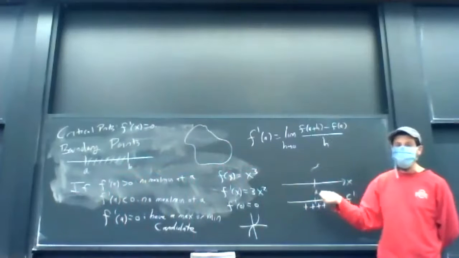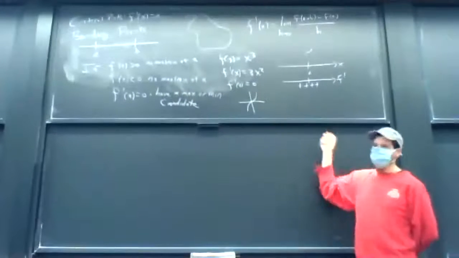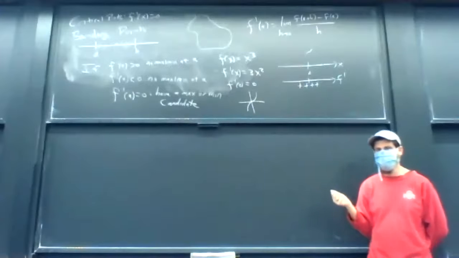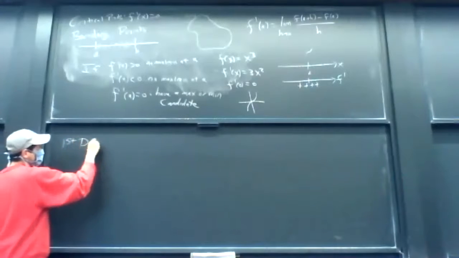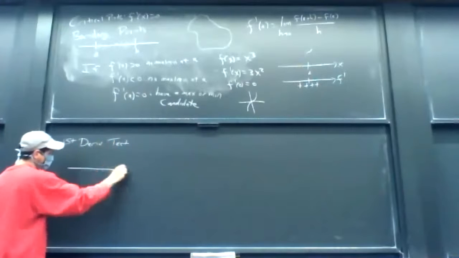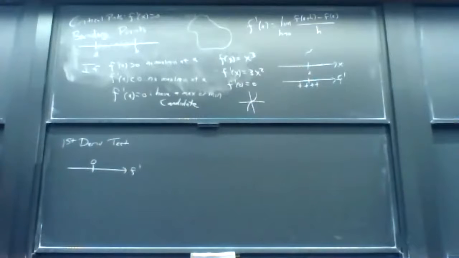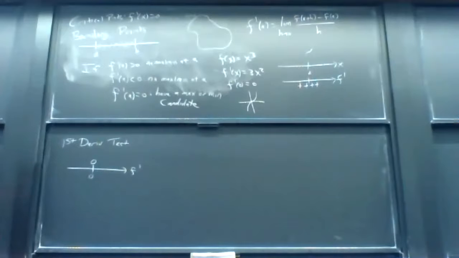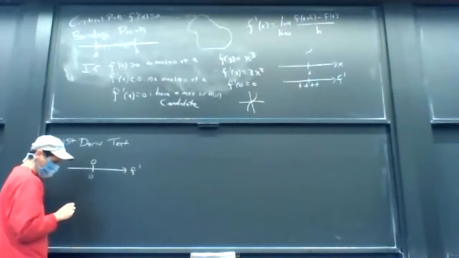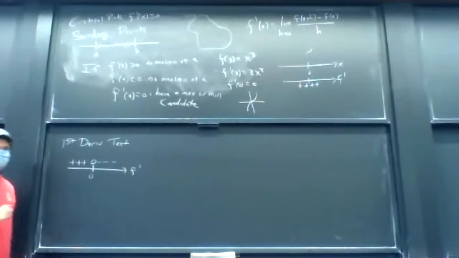So we want to find candidates for maximum minimum. And so in one variable, we have a huge theory about how to do this. And so you have the first derivative test. So let's say here is f prime, and the first derivative is 0 at some point. And imagine it looks like this.